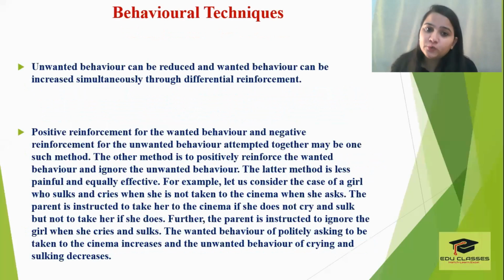Unwanted behavior can be reduced and wanted behavior can be increased simultaneously through differential reinforcement. यानी अगर अब आपको दोनों चीजें एक साथ करनी है, आपको अनवांटेड बिहेवियर कम भी करना है, वांटेड बिहेवियर बढ़ाना भी है, तो आप डिफरेंशियल reinforcement को भी यूज कर सकते हैं. Differential reinforcement means using your positive and negative reinforcement together in a given ratio. Positive reinforcement for the wanted behavior and negative reinforcement for the unwanted behavior attempted together may be one such method. The other method is to positively reinforce the wanted behavior and ignore the unwanted behavior.